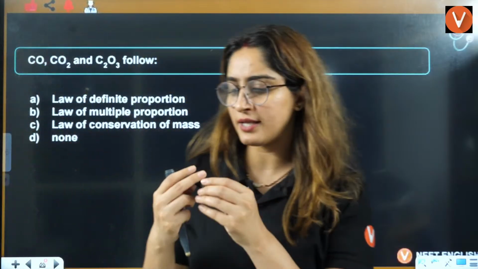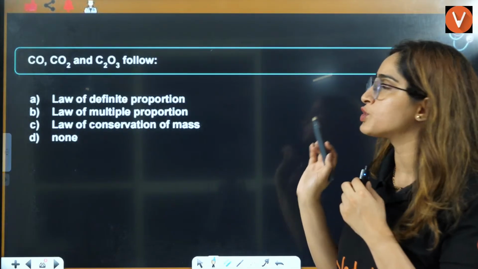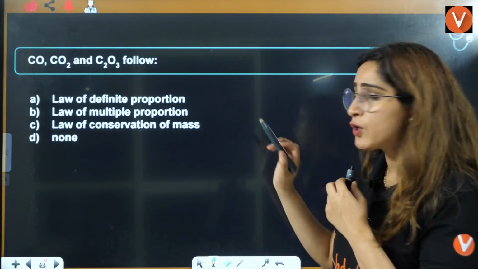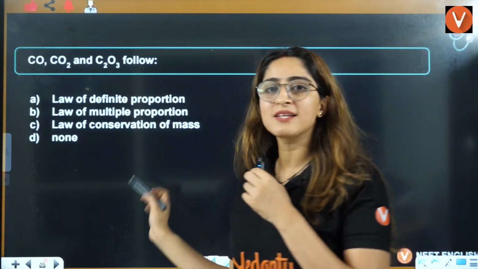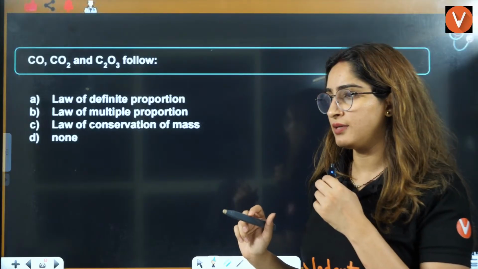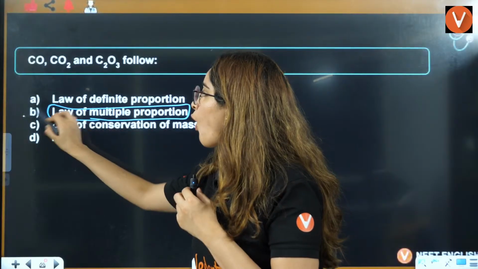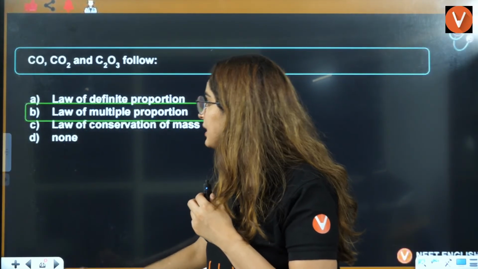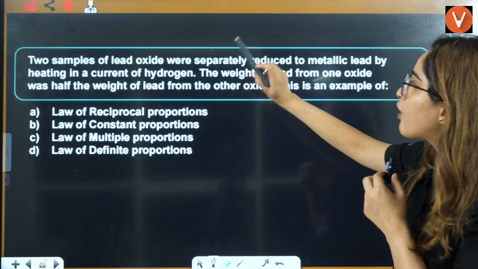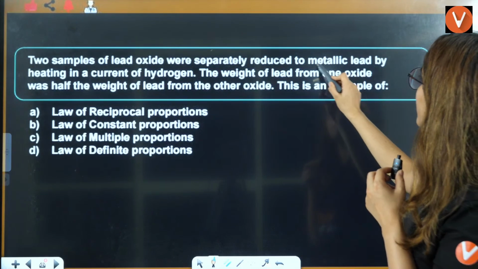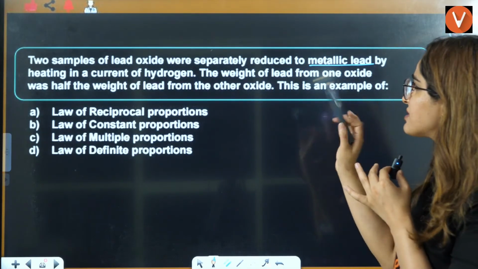Right? Okay, students. Next is CO and CO2, C2O3 follows which thing? CO you have, CO2, beta, so you can easily tell me. Elements are same, the proportion is different. So we can say this belongs to the law of multiple proportion, that is B. Okay, ji. Next question is, 2 samples of lead oxides were separately reduced to metallic lead by heating in a current of hydrogen. Okay. 2 samples of lead oxide.